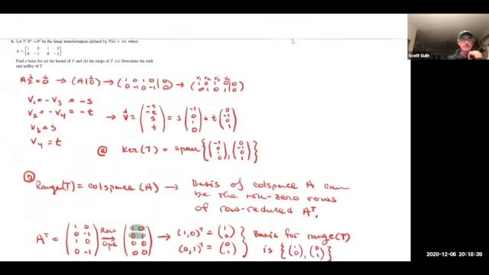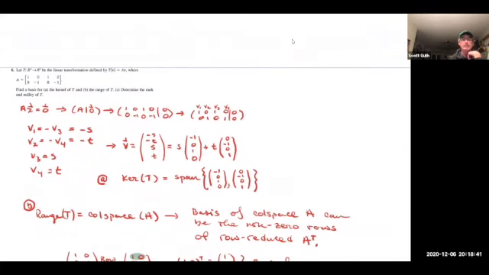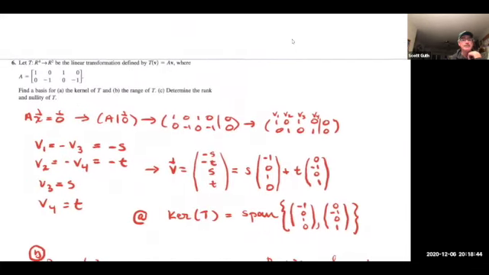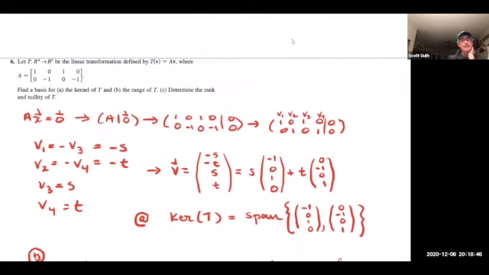Okay, so this one, I think there's a lot of redundancy with kernel and nullity and so on and so forth. But let's look at number 6. I'm not going to do so many redundant questions on the final. There's a lot of stuff I could have taken out of this review.